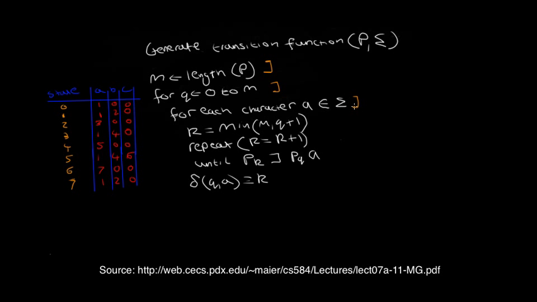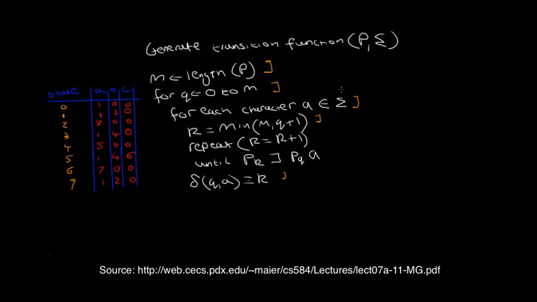Then we loop here through all the characters and we calculate the minimum value between state q plus 1 and the final state. Then this repeat loop ensures we've found the maximum prefix length, and then finally assigns state Q to the transition table.